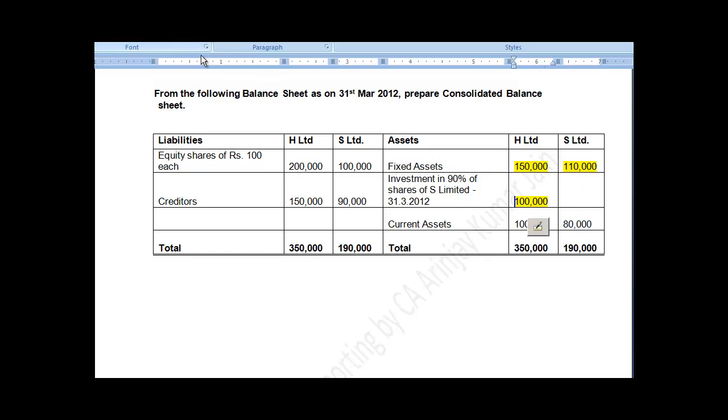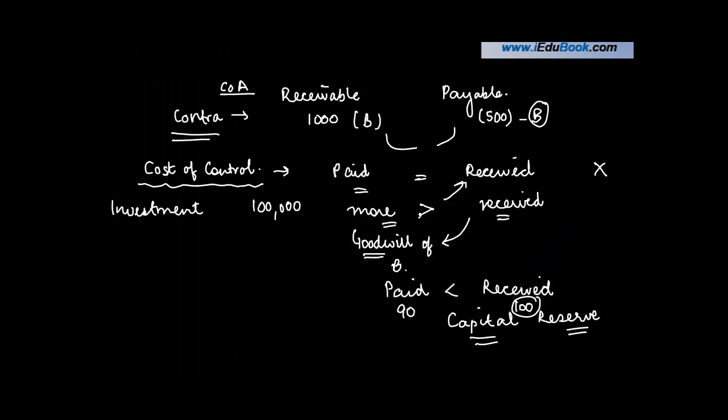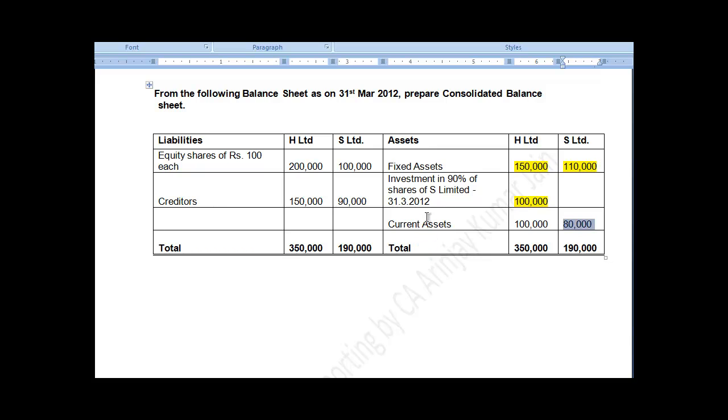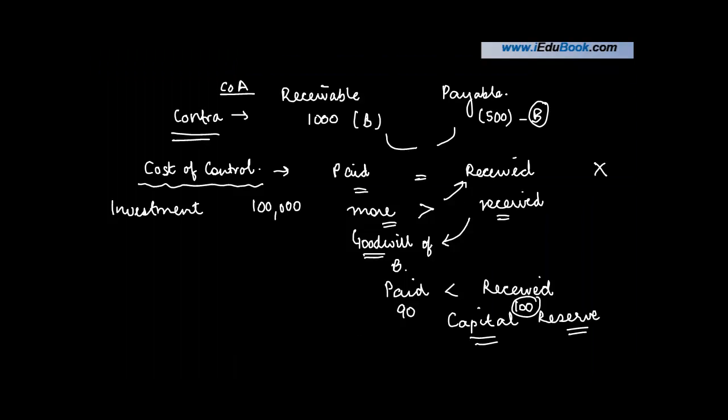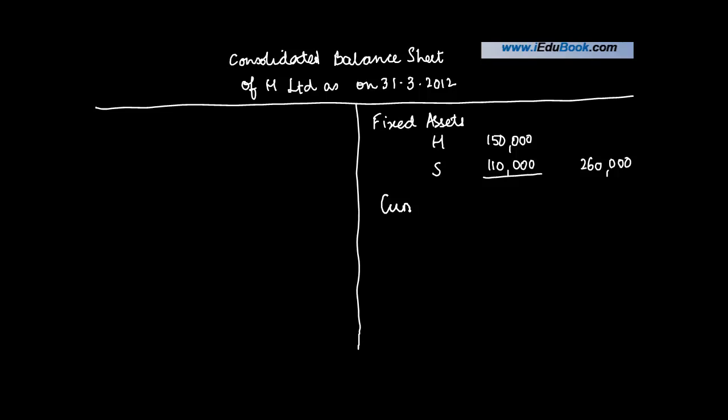1 lakh is the amount that I have invested. So I have taken the account for this, so I'm just marking it yellow. Current assets, 1 lakh for H, 80,000 for S. There's no adjustment or anything in this, so you just simply add it on a line to line basis. So we go back to our balance sheet, we write current assets, H, how much was it? 1 lakh.